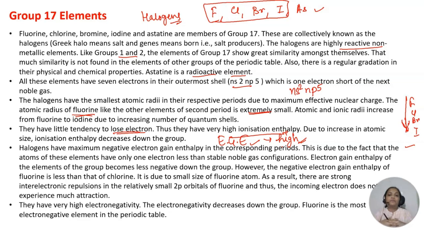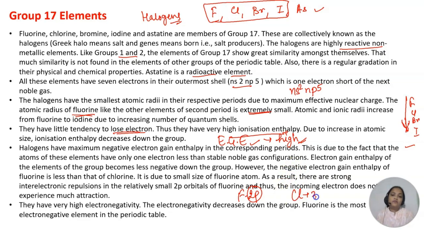But you should know that the electron gain enthalpy of fluorine is less than that of chlorine. Ideally it should be chlorine less than fluorine, but that is not the case. Why? Because fluorine atom is small in size. When an electron gets added, the orbital is the 2p orbital. So in the 2p orbital there would be inter-electronic repulsions, the electrons will repel, and that will decrease the stability. That is why the electron gain enthalpy is less.